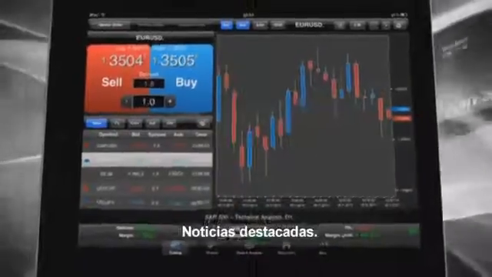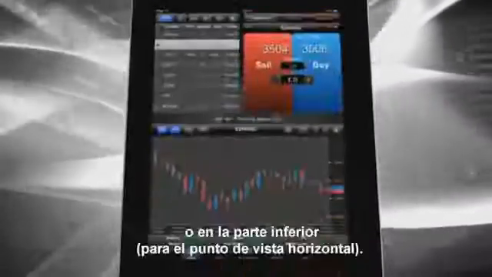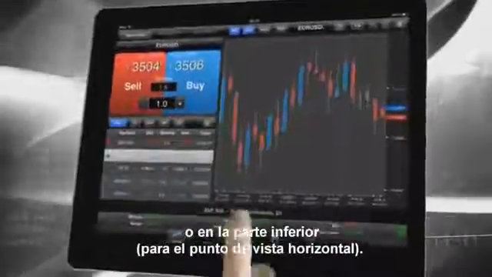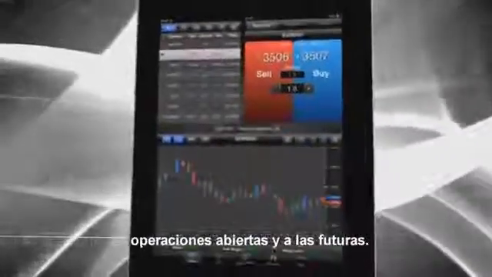Flashing news. This is presented in the center of the trading module for vertical view, or at the bottom for horizontal view. This lets you check the latest news, which can affect your open and future trades.